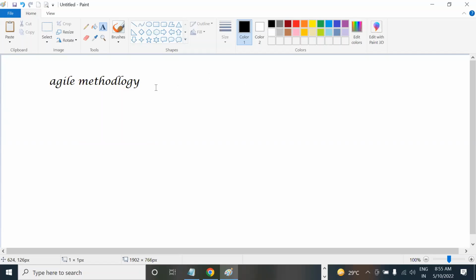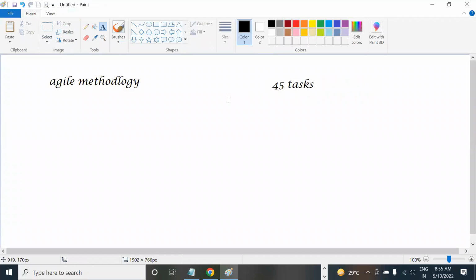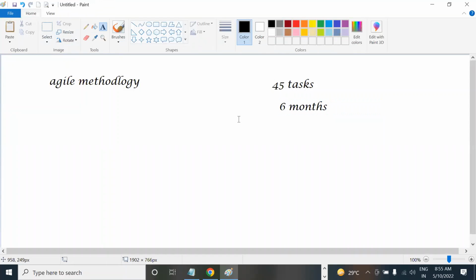But in this method, you got an application creation project. You got a project saying creation of application. In that it is having 45 tasks. And the time limit for this project is, I can say, 6 months. Yes, they are given a time limit of 6 months.